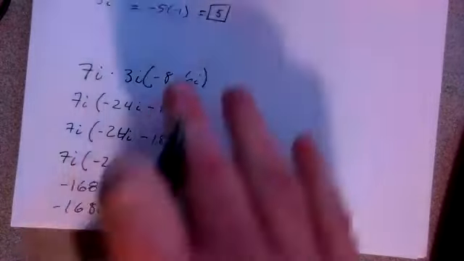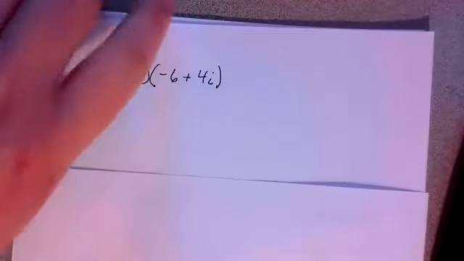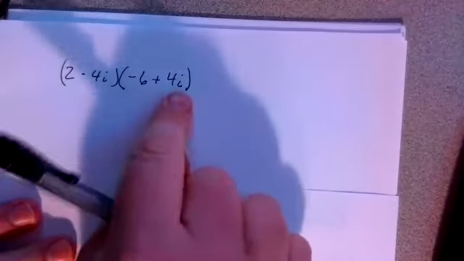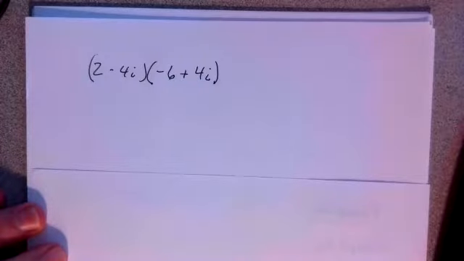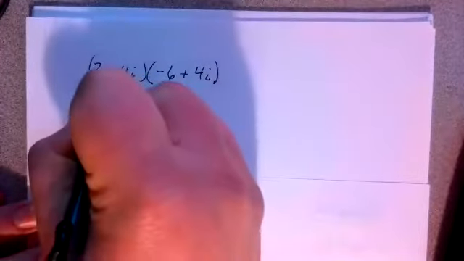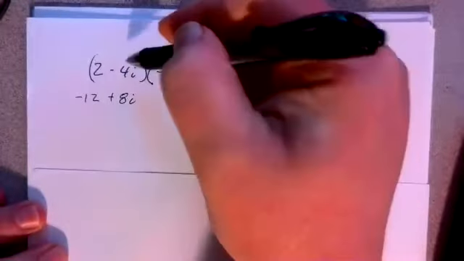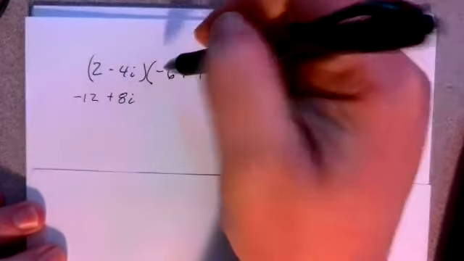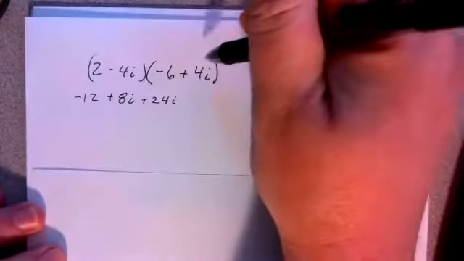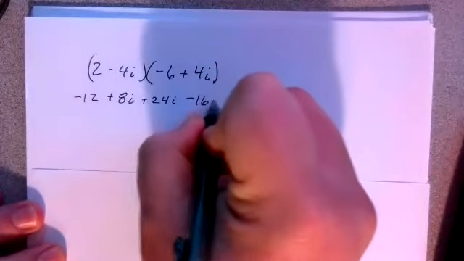All right, let's take a look at a couple of others. Ooh, here we go. I like this. 2 minus 4i times negative 6 plus 4i. Here, we're just going to do regular FOIL. 2 times negative 6 is negative 12. 2 times a positive 4i is a positive 8i. A negative 4i and a negative 6 is a positive 24i. A negative 4i and a positive 4i is a negative 16i squared.